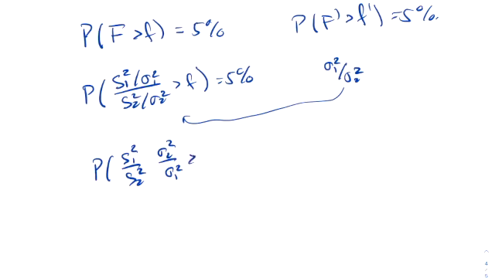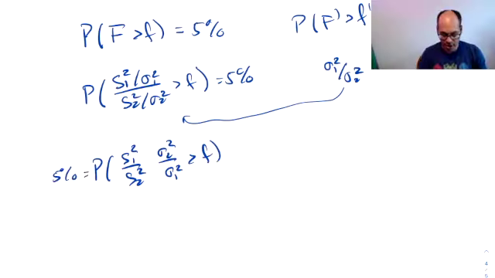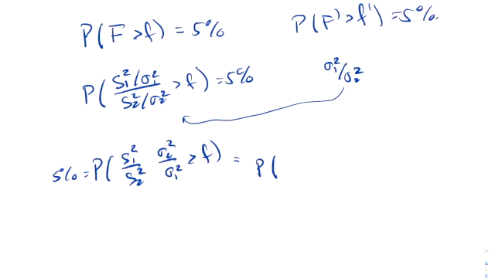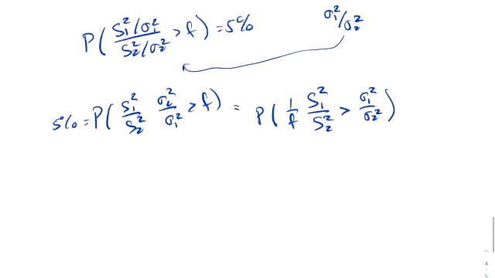Sigma 1 squared is bigger than f with a 5% chance. Let me move that sigma 1 over sigma 2 squared object to one side, divide out by the f, and I get the probability that 1 over f, random variable s1 squared over random variable s2 squared, is bigger than sigma 1 squared over sigma 2 squared, the parameter of interest, is 5%.